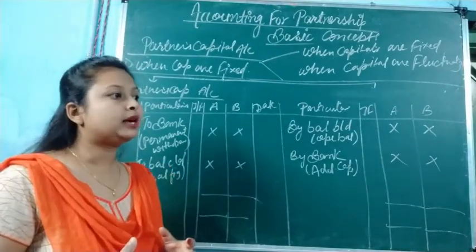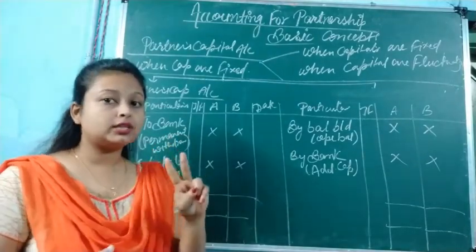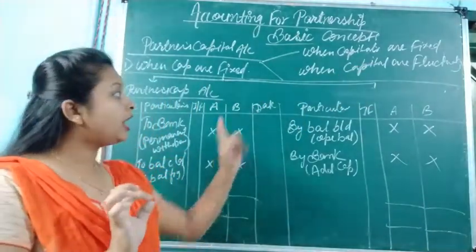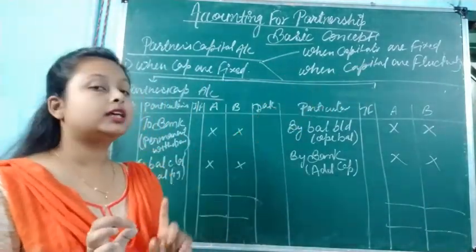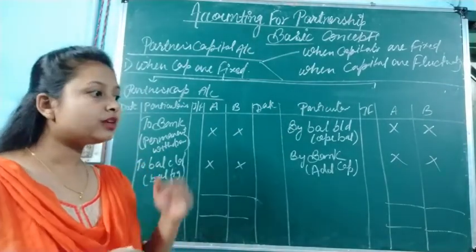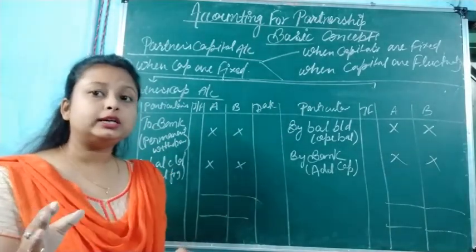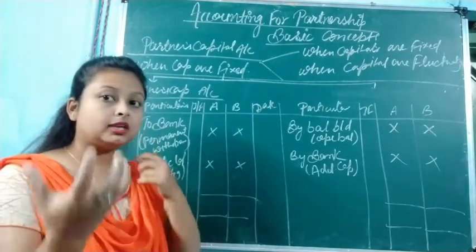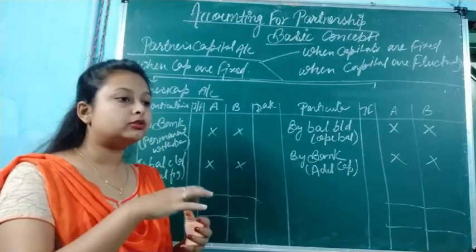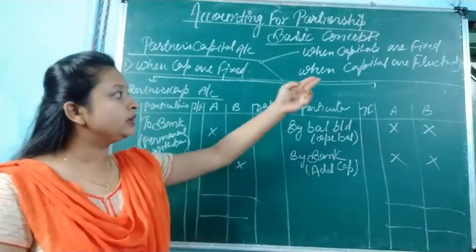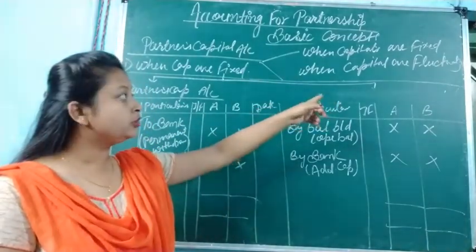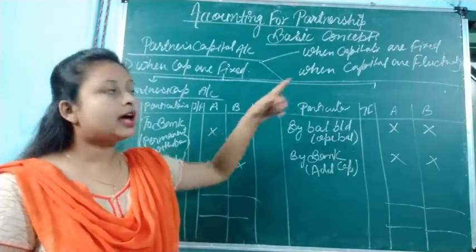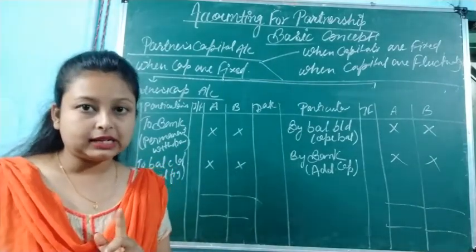Preparation of partners' account can be done in two ways: when the partners have their capital fixed and when the partners have their capital fluctuating. Fixed means for the whole year they are not going to change their capital. Fluctuating means in the middle of the session they are going to introduce some capital. So in the fluctuating capital method, capital is going to change. In the fixed capital method, capital is not going to change. So both of these are methods of preparing partners' capital account.